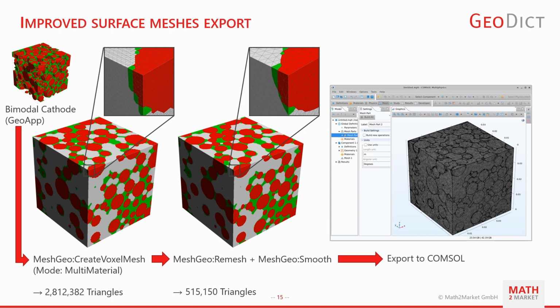At first, one creates a multi-material partition of unity surface mesh with MeshGeo. Now one can use the remeshing option to reduce the number of triangles, providing a good quality surface mesh. Here the mesh was additionally smoothed to get even rounder grain surfaces. The resulting mesh with 500,000 triangles was exported and afterwards loaded in COMSOL, which is shown on the right-hand side. Now the Geodict geometry model can be used for simulations in COMSOL.